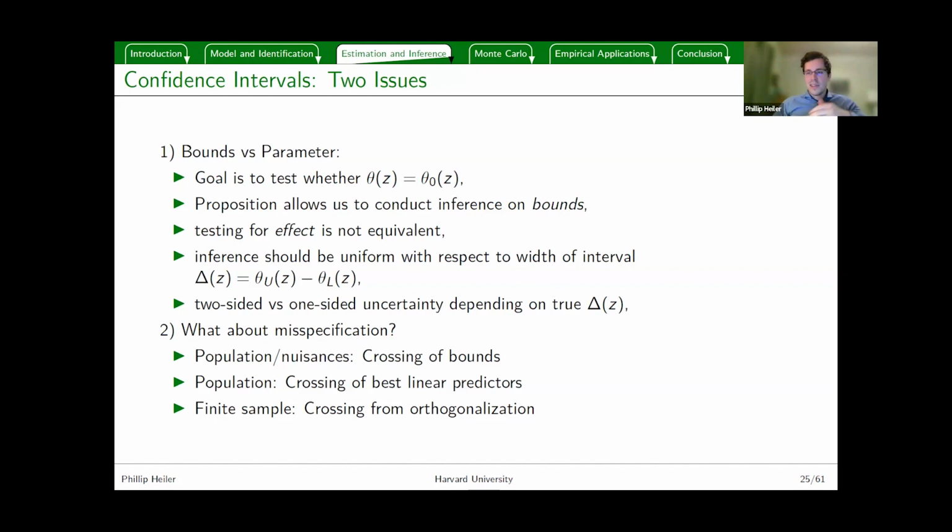Maybe I chose it via cross-validation using some global criterion, but it was not really well tailored to a particular Z region. So in the worst case, what could happen is that your bounds would suggest an empty identified set, or they could even cross. And so the question is, how should we think about inference on the parameter in these cases where the identified set is extremely narrow or even empty?